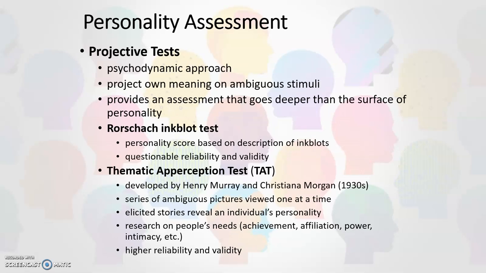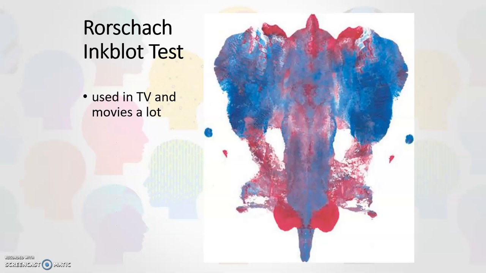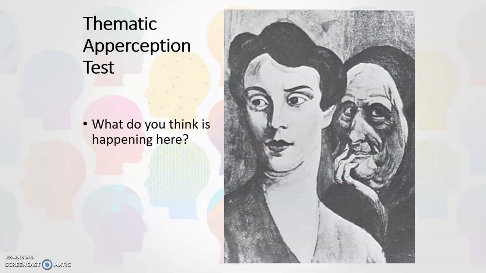We have projective tests, which you guys have seen, like the inkblot test: what does this look like? And I'll give you guys an example of this in class. Again, the Thematic Apperception Test, ambiguous pictures viewed one at a time: what does that look like? Researches on people's needs. Here's the inkblot test. You see this used all the time. The TAT test, what do you think is happening here? Really makes you think more outside the box.